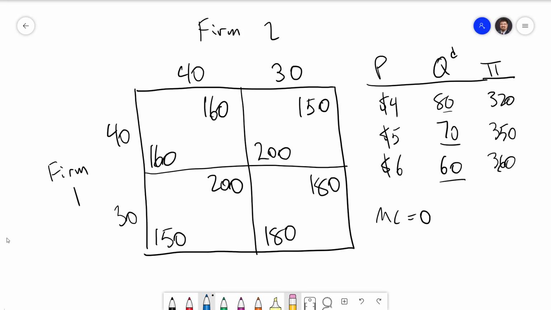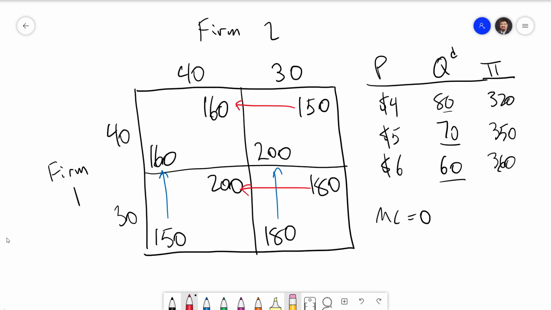We can do the exact same analysis as we did in our previous games. Firm 1 always does better by producing 40. 160 is better than 150, 200 is better than 180. Firm 2 faces the exact same thing. 160 is better than 150, and 200 is better than 180, and so we always are going to end up with both firms producing 40 units of output. That gives them each a profit of 160, just like they did over in the price setting version.